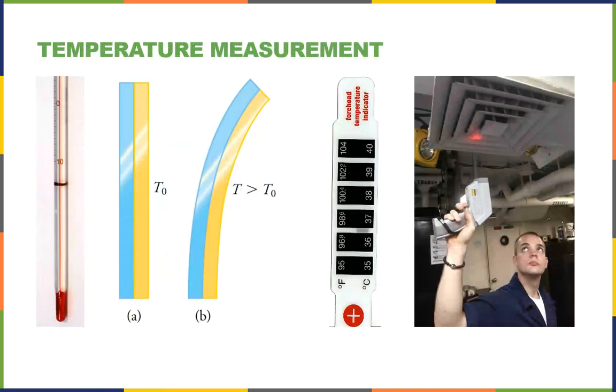Oh, I should point to this last one. This one here, he's measuring the radiation coming off of it. He's measuring the electromagnetic waves, light waves, except these are in the infrared range, to determine the temperature.